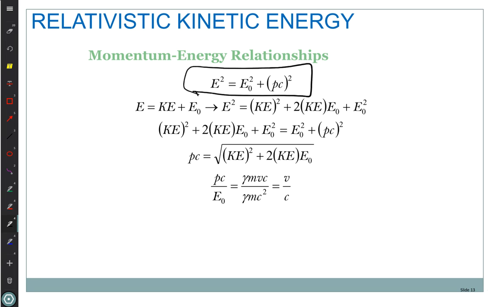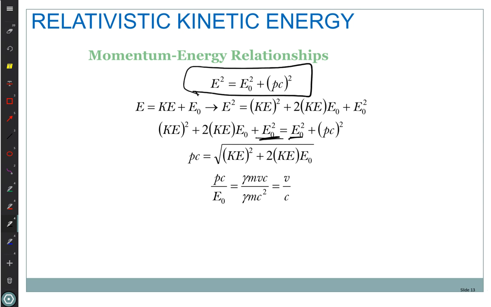So if we take that equation and combine it with the definition that the total energy is the kinetic energy plus the rest energy, the second line is showing the total energy and then squaring it so I can substitute it in. Then I have the rest energy squared on both sides so I can subtract it out. And if I solve for momentum times the speed of light, I find the momentum times the speed of light is this square root term.